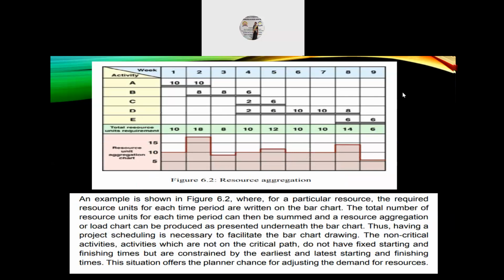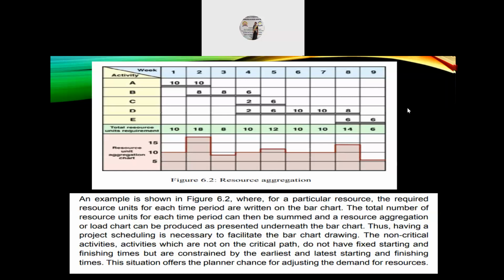So as I say this, you see the figure 6.2 resource aggregation. An example is shown in figure 6.2 where for a particular resource, the required resource units for each time period are written on the bar chart. The total number of resource units for each time period can then be summed and a resource aggregation or load chart can be produced as presented underneath the bar chart. Thus, having a project scheduling or planning is necessary to facilitate the bar chart drawing.